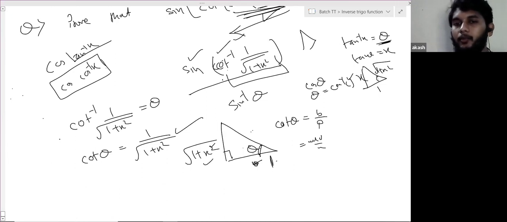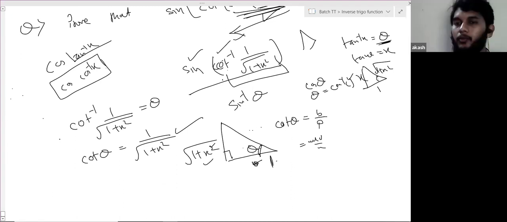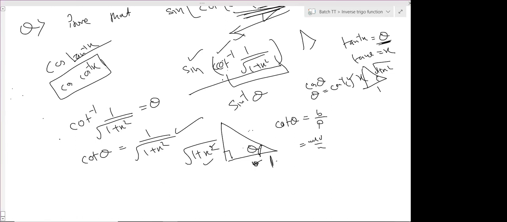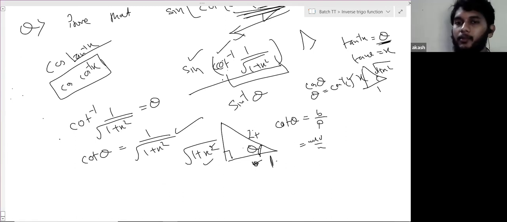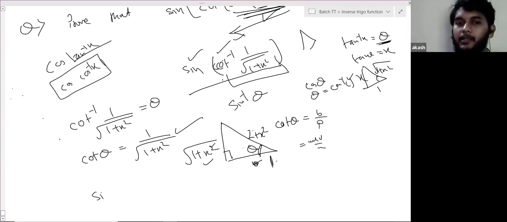What will be the hypotenuse? 1 squared plus root of 1 plus x squared, squared. So what will be the final answer? 1 plus x squared, right. So 1 plus 1 plus x square is 2 plus x square. Yes or no? Yes. So now I can find sine theta.